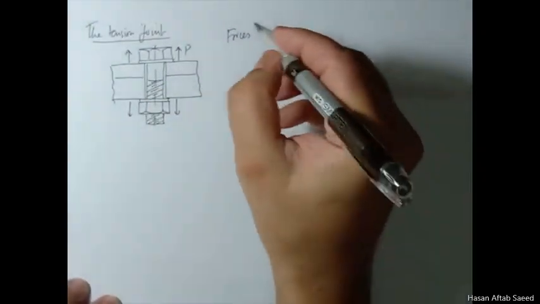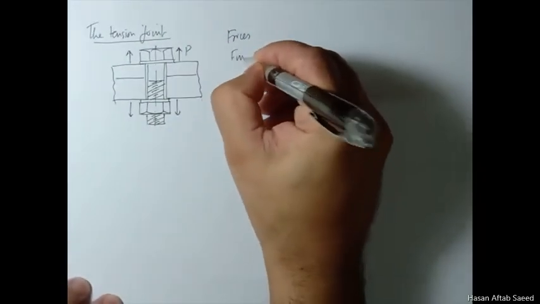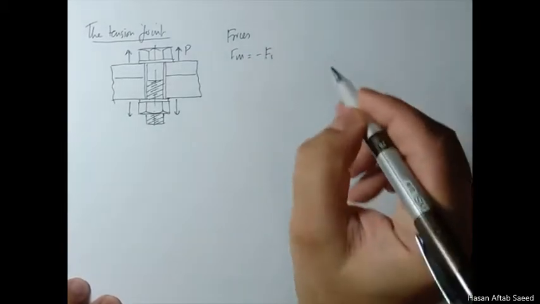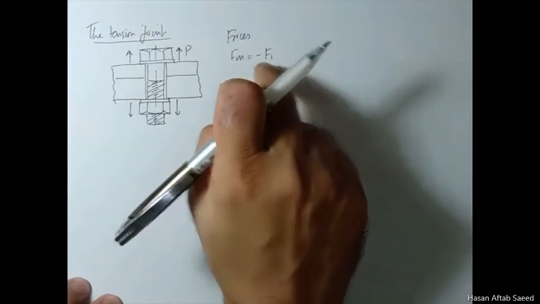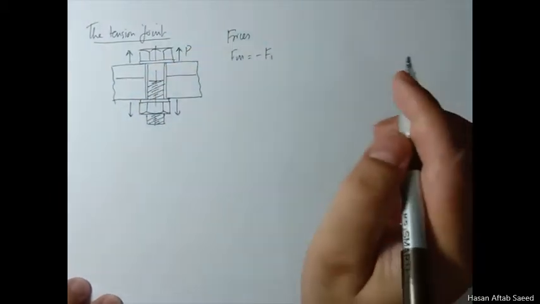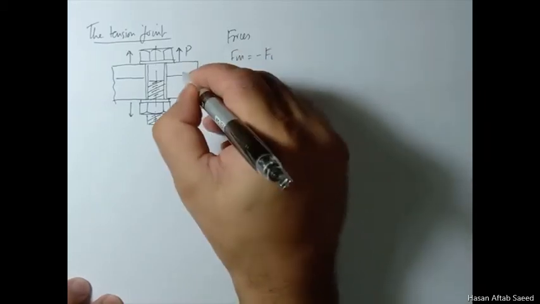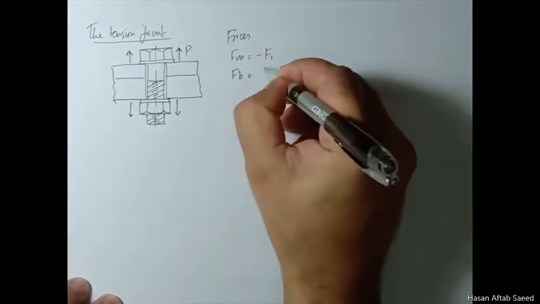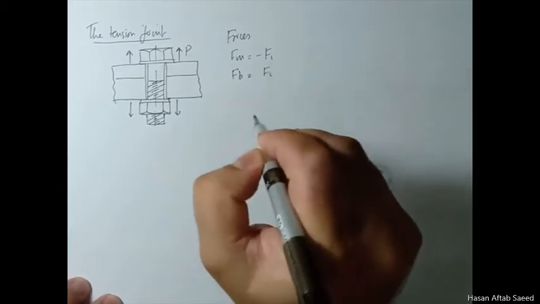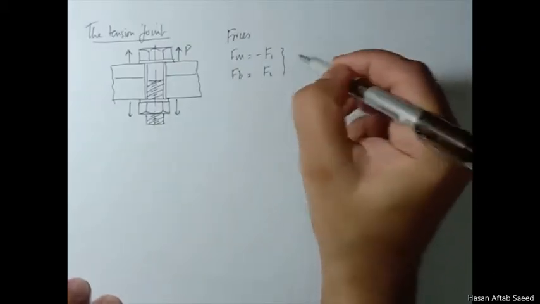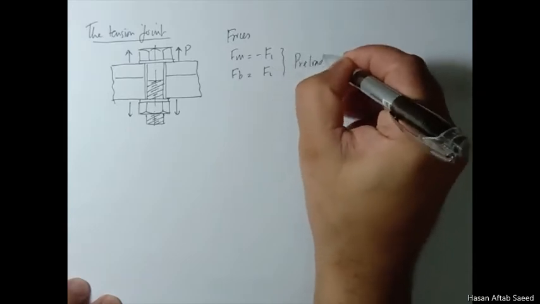So before the application of external load, you have this force in the members, which is compression, and let's call it Fi. Now this is before we have applied the external load here. At the same time, the bolt experiences the same force but tensile, and this is obviously a requirement for equilibrium. Now let's call these preloads.